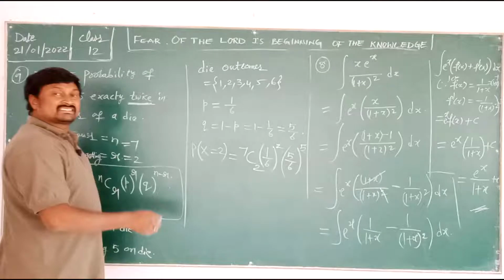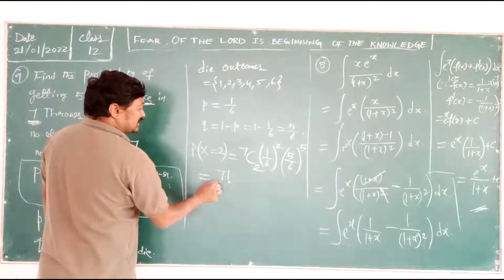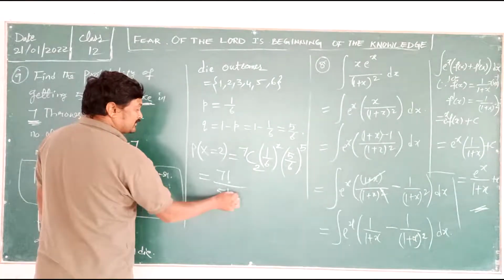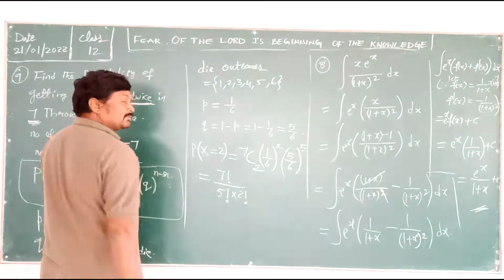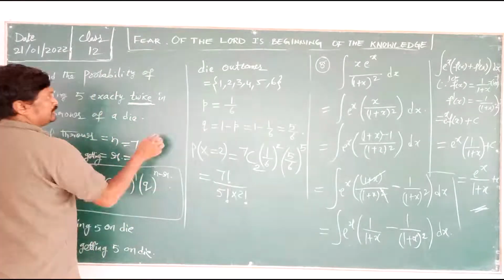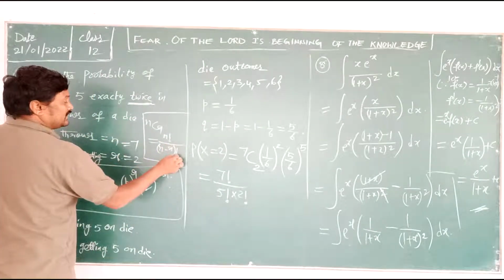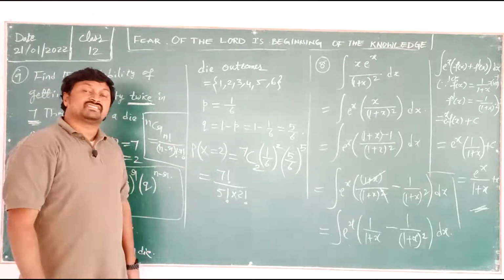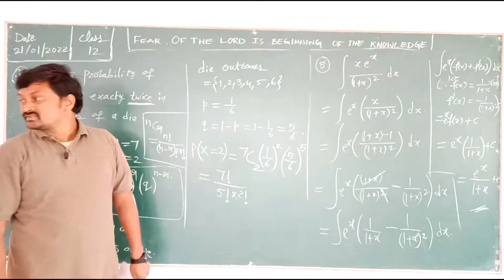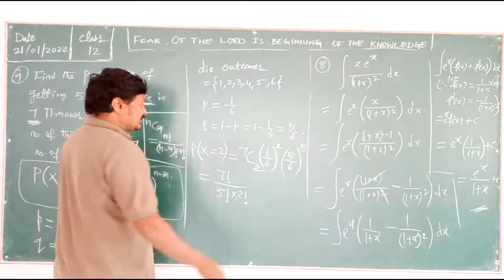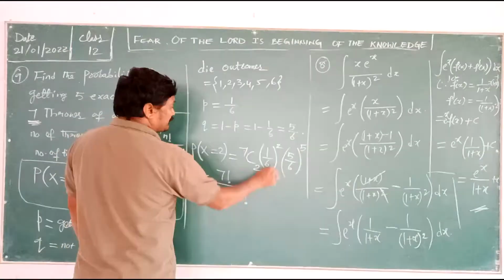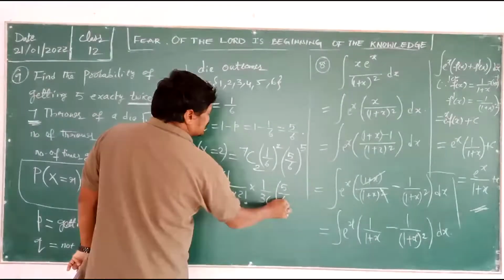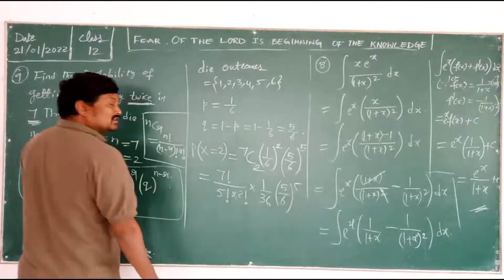So now 7C2 means 7 factorial upon 7 minus 2, that is 5 factorial, into 2 factorial. How? It is n factorial upon n minus r factorial into r factorial, which you got in permutations and combinations. So that formula was written. Now that into 1 upon 6 whole square, and next 5 upon 6 whole power 5.